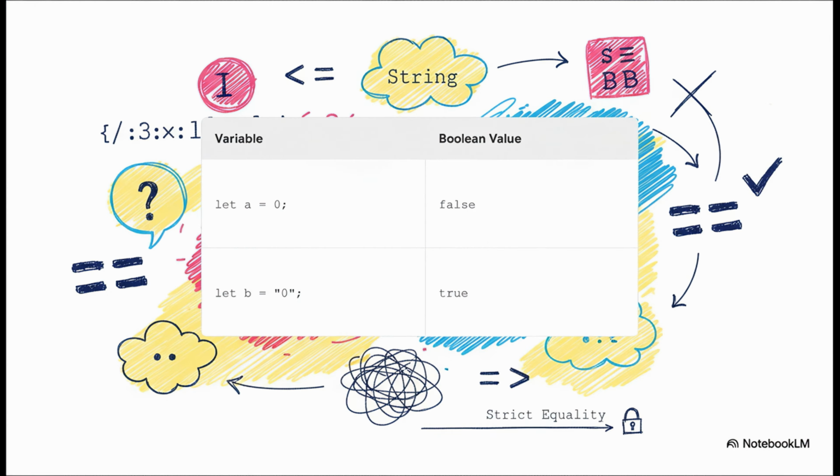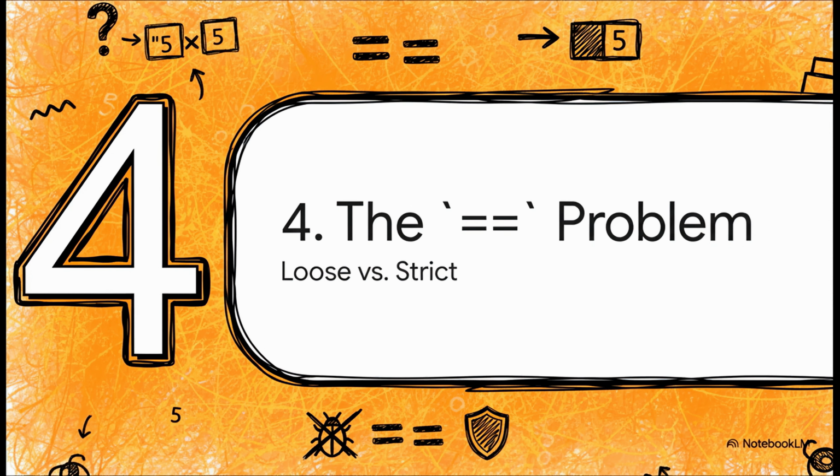How weird is that? So this automatic type shuffling, this helpful little feature of the double equals operator, is the source of so many bugs and headaches for developers. It's too unpredictable. But thankfully, there is a much safer, much stricter way to compare things.